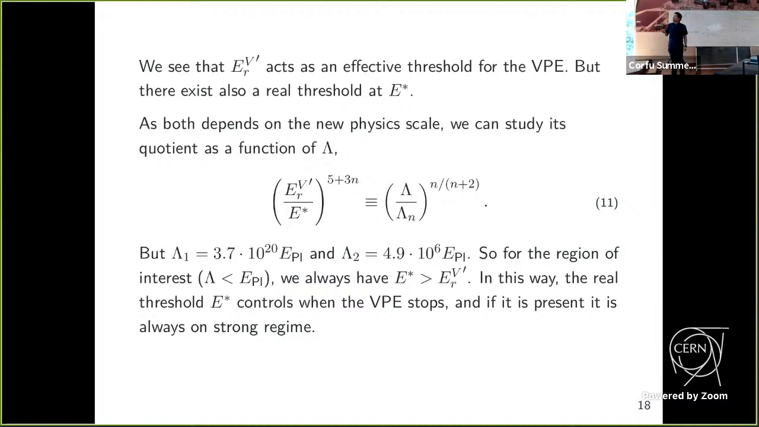So if we plot the quotient of these two energy scales as a function of the energy scale of new physics, we see that the greater one is the real threshold. So this is the dominant one, but this can change for a large enough scale of new physics, with energy above the Planck scale. But we are interested mostly in the cases in which the scale of new physics is below the Planck scale. So we can say in that case that the real threshold is always greater than the effective threshold. And let us notice also that if the neutrino is suffering VPE, it is because the energy of the neutrino is above the real threshold, and that means that it is also above the effective threshold. So we are always in the strong regime. The effects happen very strong and very fast.